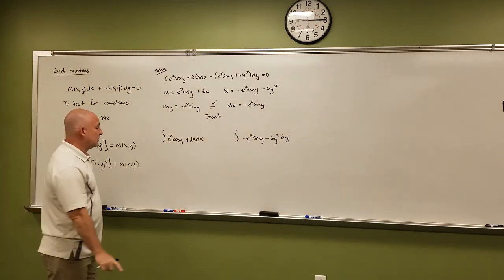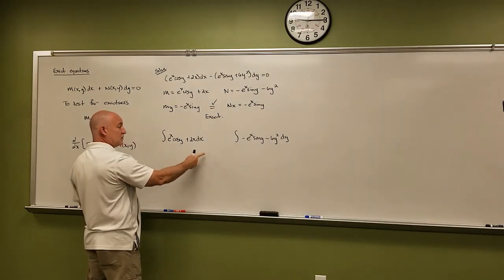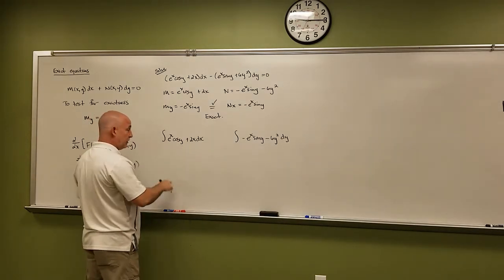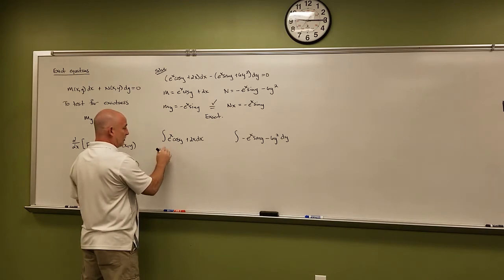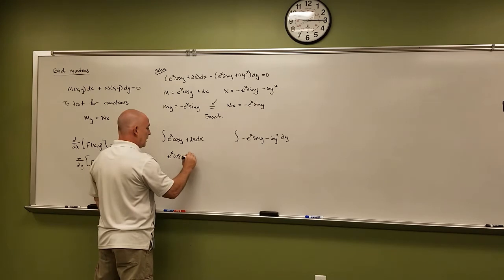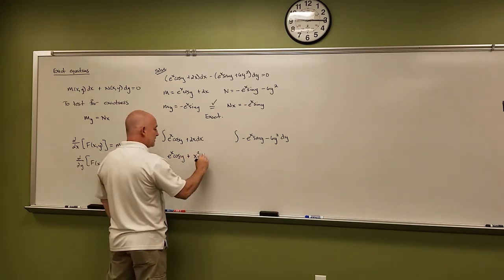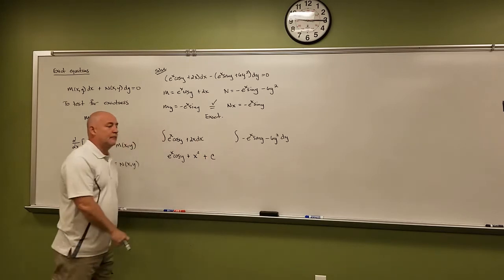So let's start out with this. Let's integrate this one. This one's pretty easy to integrate. Remember, if we're integrating with respect to x, y's are constants, just like derivatives. So this cosine y is just a number. The integral of e to the x is e to the x, cosine y. The integral of 2x dx is x squared plus some constant.